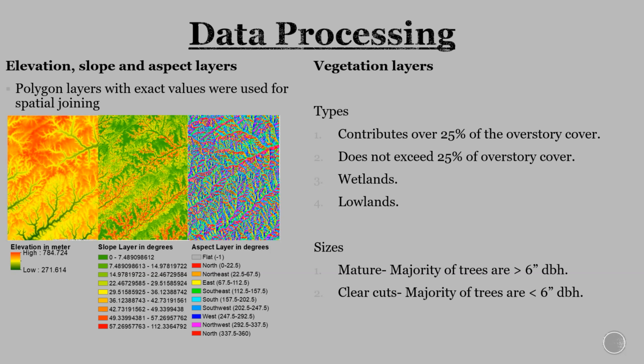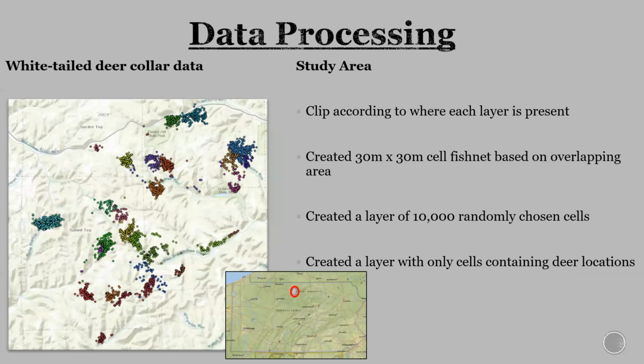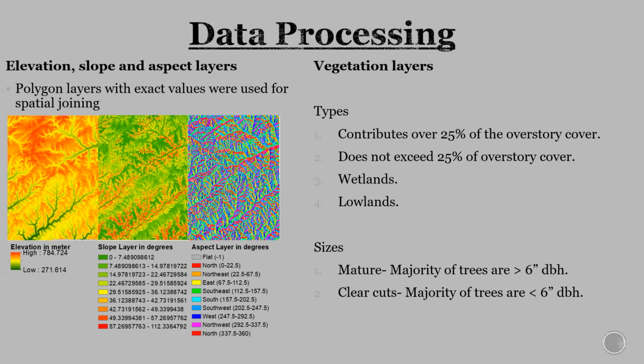So for the type, it started out having 27 different types of vegetation, including shrubs, different types of maples, all kinds of things. So I generalized that down to 4 different categories. The first one being overstories that have 25% or more conifer cover, and that would include the pine and hemlock that we were expecting the deer to have a preference for.